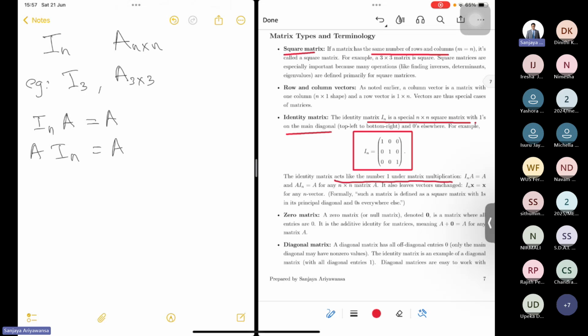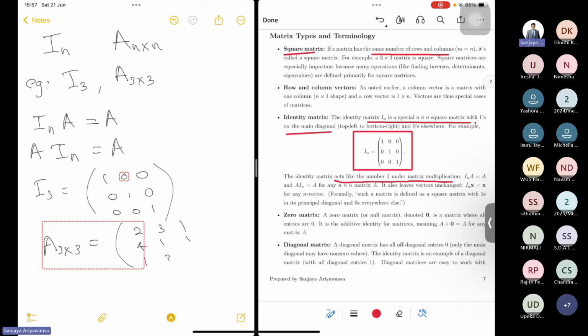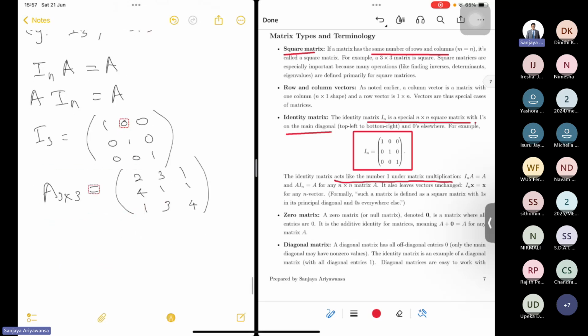So let's take an example. I3 is 1 0 0, 0 1 0, and 0 0 1. And a 3 by 3 matrix, let's say 2 3 1, 4 1 1, 1 3 4. Now we haven't learned matrix multiplication yet properly. What they're saying is when you multiply the identity matrix by your 3 by 3 matrix, you would get the 3 by 3 matrix as it is, and the other way around. If you were to multiply the 3 by 3 matrix by the identity matrix, you would still get the 3 by 3 matrix.